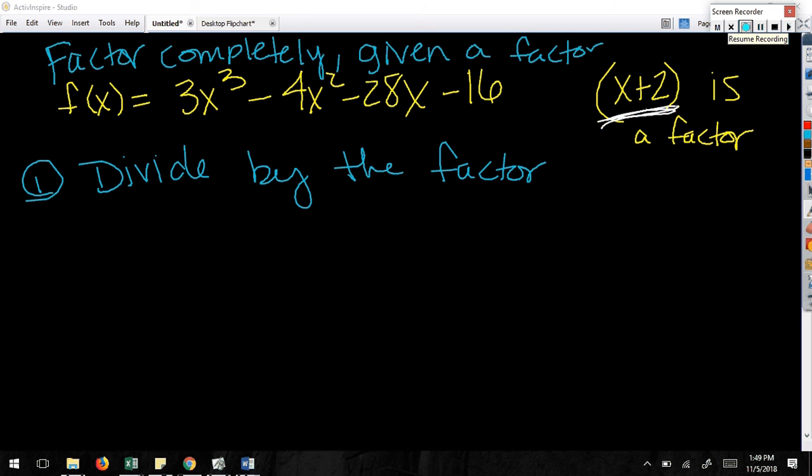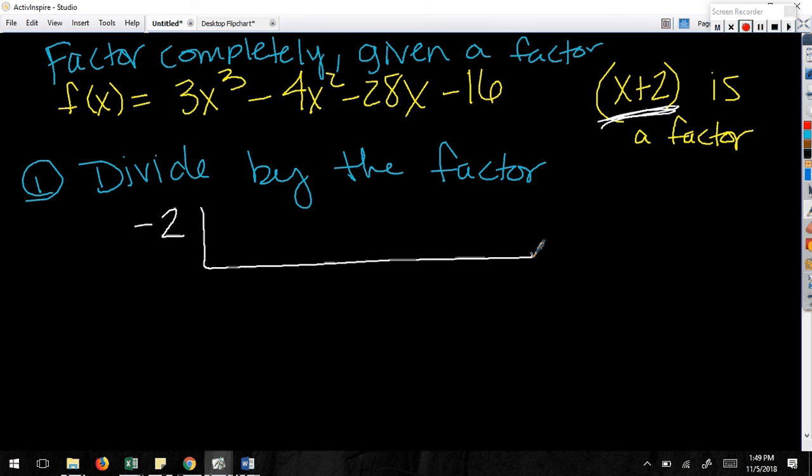How do I divide by x plus 2? Let's do it the easy way. Synthetic. What goes on the outside? -2. If we were doing long division, we'd do x plus 2. All right, -2 on the outside. What are the coefficients on the inside? 3, -4, -28, -16.